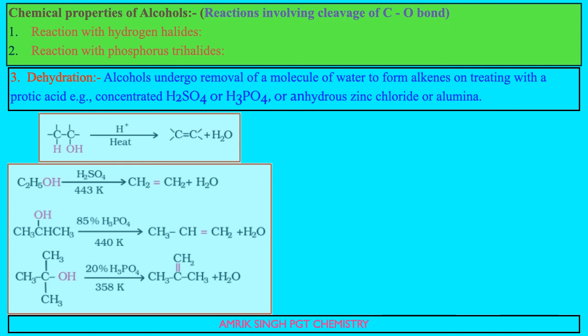Now, for primary alcohol, H2SO4 is required. The dehydration is somewhat difficult, at 443 Kelvin. For secondary alcohol, 85% H3PO4 may do the work and the temperature will be 440 Kelvin. Again, alkene will form. For tertiary alcohol, the work is very easy. 20% H2SO4 may be used, and 358 Kelvin is the temperature. Again, we get alkene and water molecule.